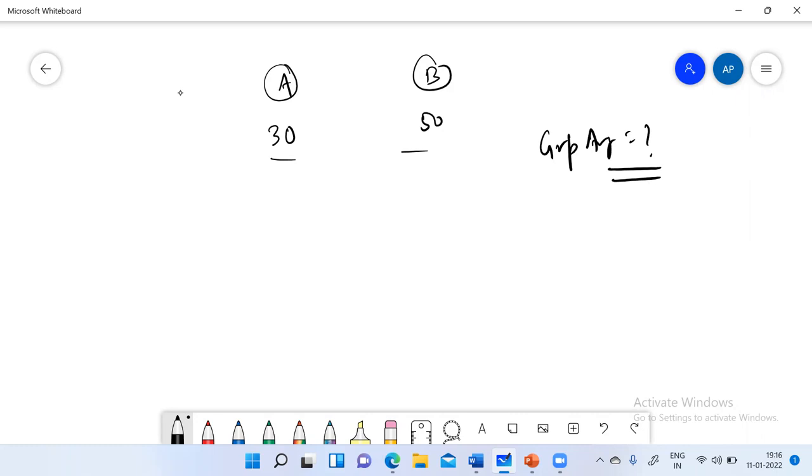कितने लोग कॉन्फिडेंटली बोल रहे हो 40 होगा? Sir, 40. Yes, sir. क्यों 40 क्यों होगा? So 30 plus 50, 80, 80 divided by 2, 40.